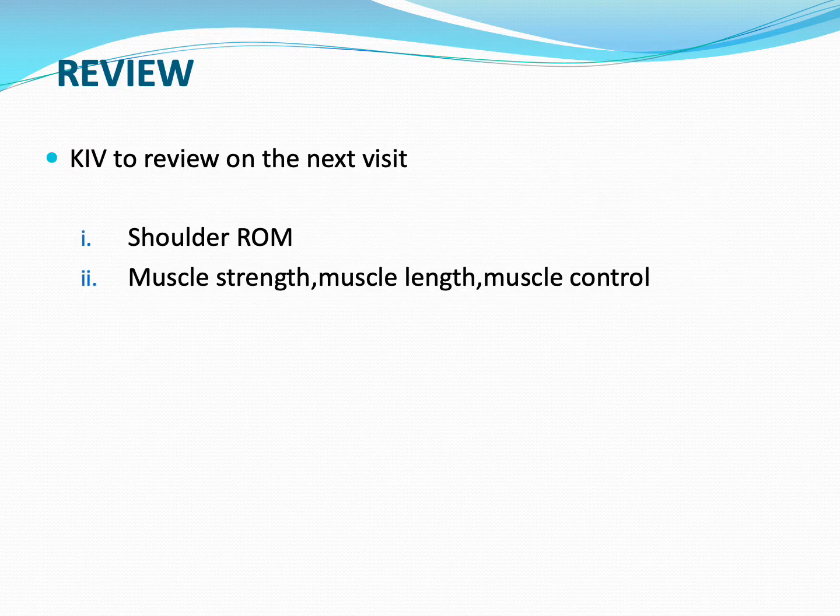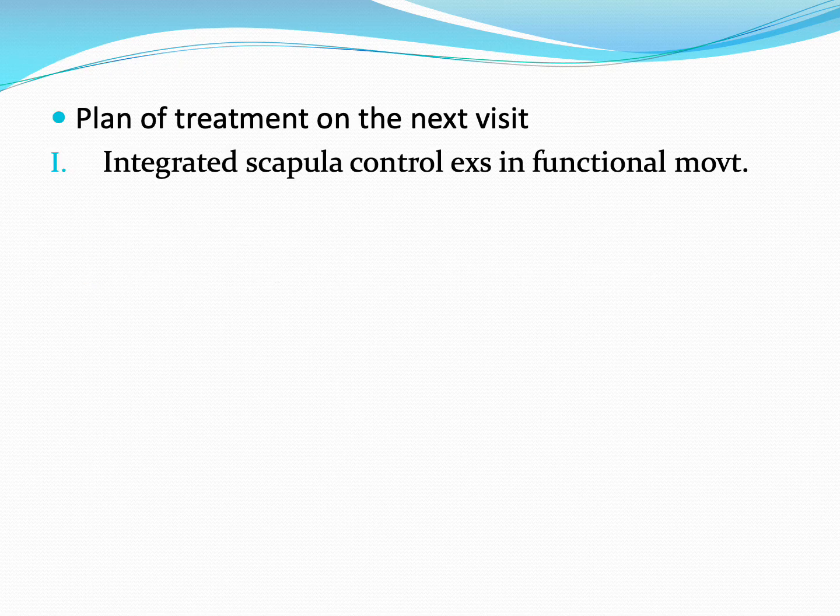So, what I will review on the next visit, I will review this patient's shoulder range of motion again, muscle strength, muscle length, and muscle control. So, this is my plan of treatment on the next visit for this patient. Maybe I need to do integrated scapular control exercise in functional movement. Because this patient works as a technician, he requires a lot of shoulder overhead movement. So I need to do integrated scapular control exercise in functional movement.